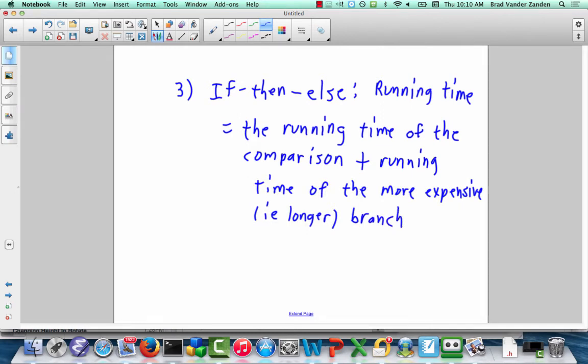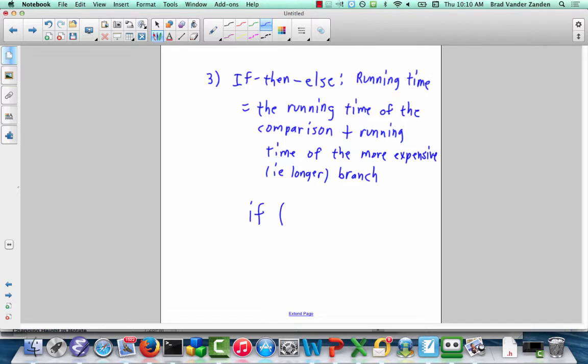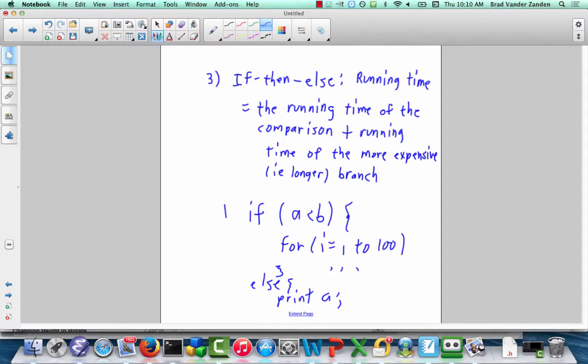Okay, so if we have if a less than b, then for i equals 1 to 100, ..., else print a. The cost of the comparison is 1, the cost of the else is 1, and the cost of here, let's say there are 2 instructions in here, is roughly 4n, what we've just seen, or 4 times 100. So this is definitely 4 times 100.